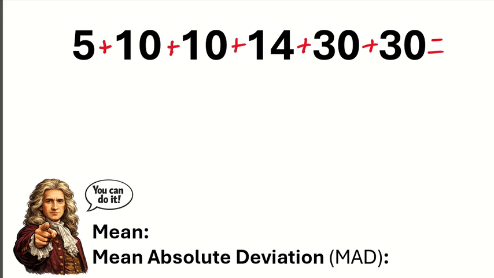So I got 5 plus 10 is going to be 15. 15 plus 10 is going to be 25. 25 plus 14 puts us at 39. And 39 plus 30 is going to get us 69. And then 69 plus 30 leaves us with 99.